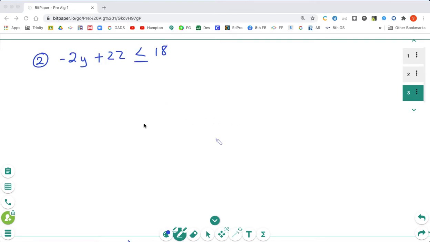All right, is the variable on the left? It is. Is it alone? It's not. So we're going to zero pair the 22. I have a positive 18, and I'm combining it with a negative 22. So what do I have more of? I have more negatives. How many more do I have? I have 4.